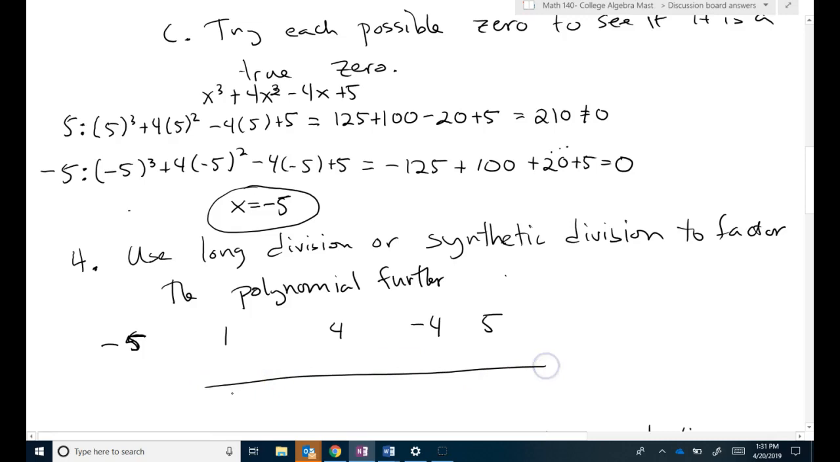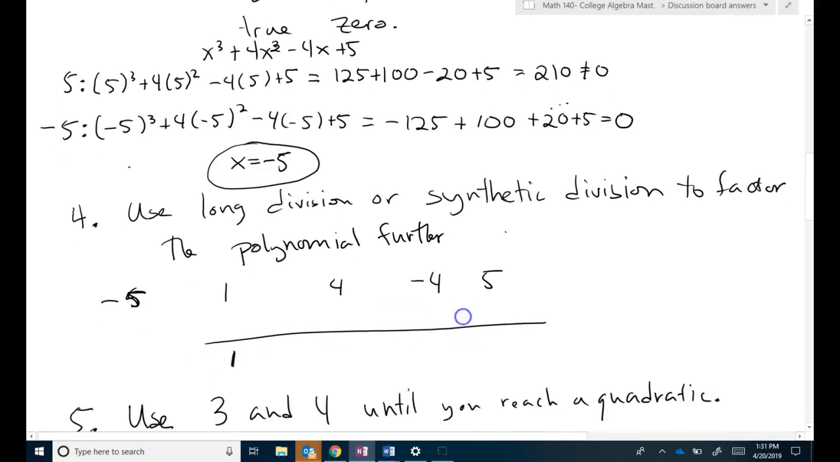All right. Bring down my 1. -1 times 5, that's -5. We'll add those two together. That gives me -1. Then -5 times -1, that's going to give me +5. Gives me a 1. And then -5 times 1 is going to give me -5. And so that's now a 0. That means that when I do this division, I'm going to get x squared minus x plus 1. And that's my new polynomial.